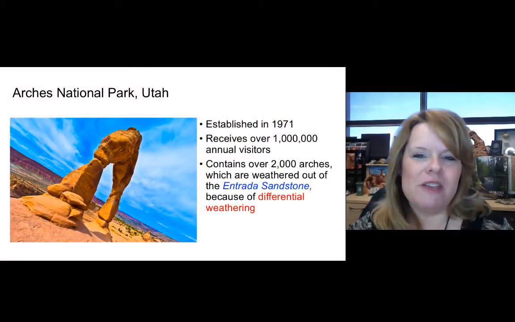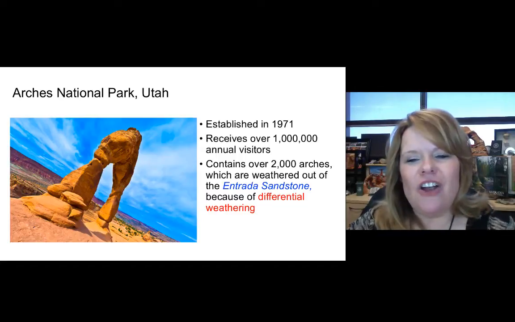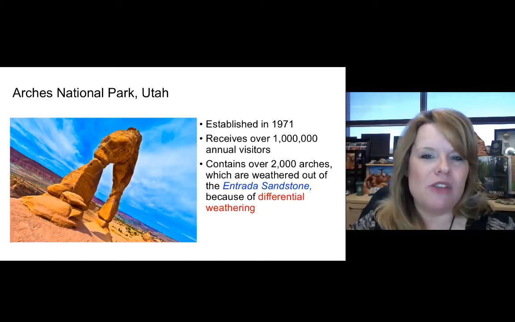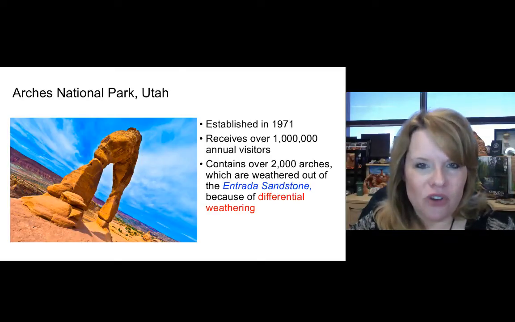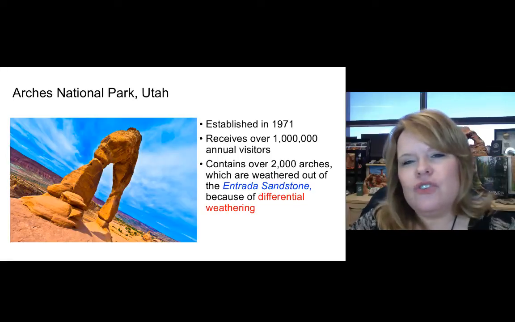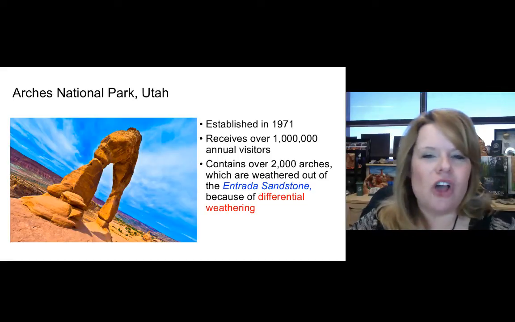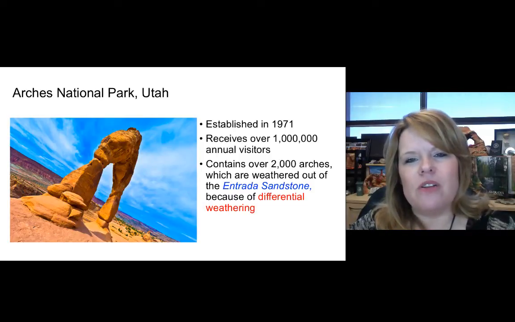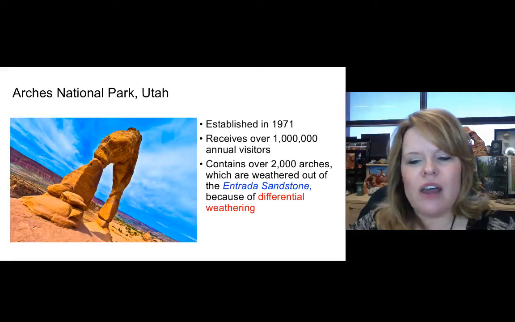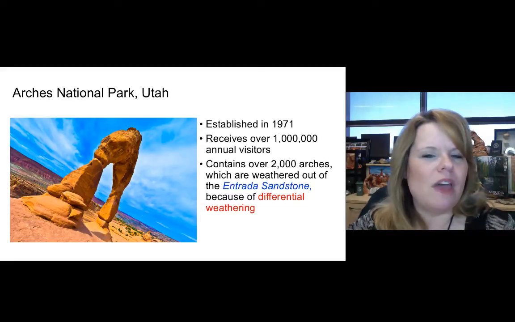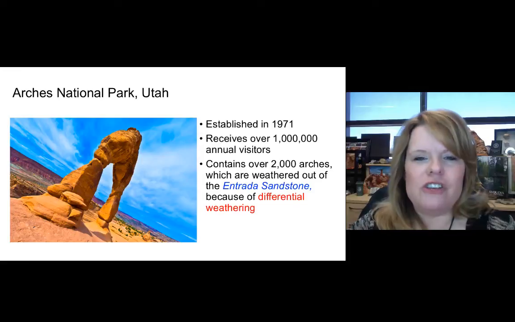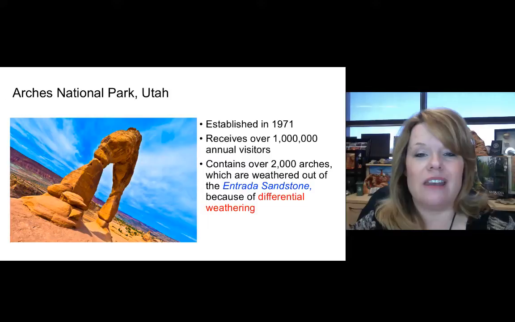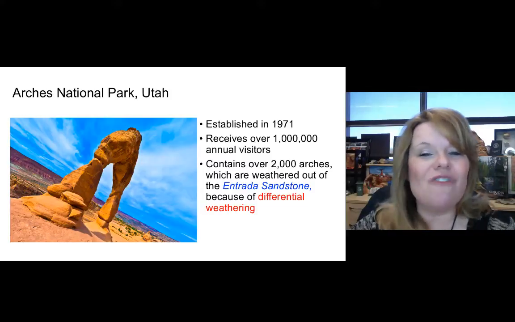Another park in Utah you might be interested in seeing is Arches. Arches National Park was established in 1971, so a little bit later, and receives about 1 million visitors, and I will say that number is increasing as well. It contains over 2,000 natural geologic arches that are weathered out of the Entrada sandstone, and there's a number of smaller sub-formations that make up the Entrada, and it all is because of differential weathering. It's very similar in composition to Bryce Canyon, and you're wondering, I wonder why hoodoos aren't there. We don't get the frost wedging that happens like we do in Bryce because the elevation's different.